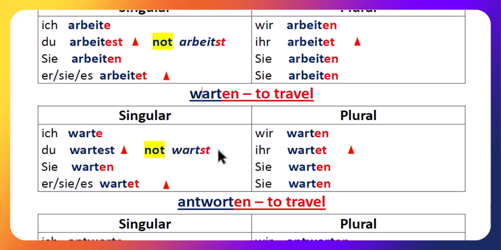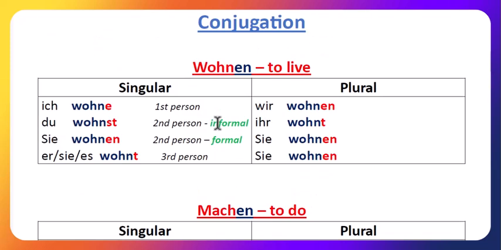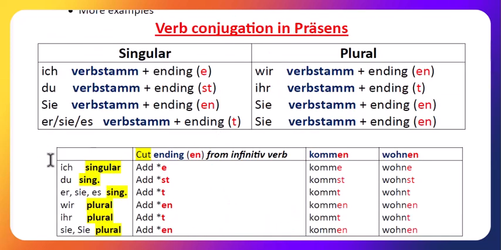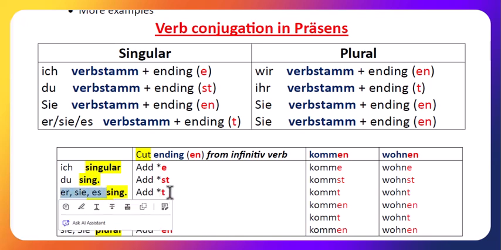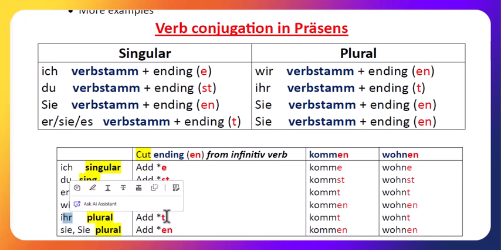So now we're going to do it with warten. Ich warte, du wartest, er wartet, sie wartet. 1, 2, 3. The same thing applies to this table. You can do your own table like this one, then you do the conjugation. So this one will be ET, this one will be ET, and this one will be EST. So 1, 2, 3. That's for the second special case.